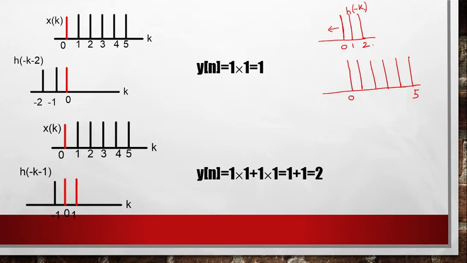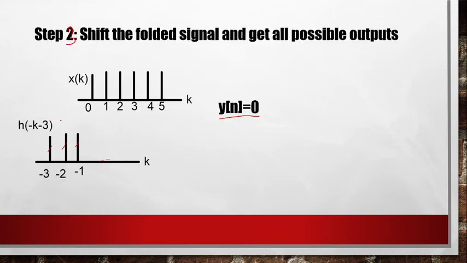If you shift this particular signal by 3 units in the left hand side, there will be no interaction between this signal and this signal. That I have tried to show you here. We have shifted this whole signal 3 units in the left hand side. Naturally, we are not getting any output. So the output is 0.